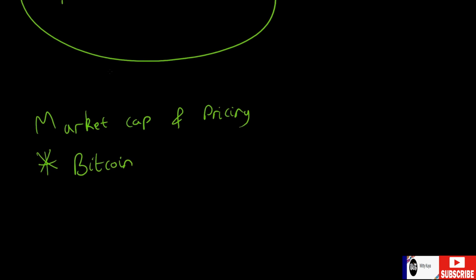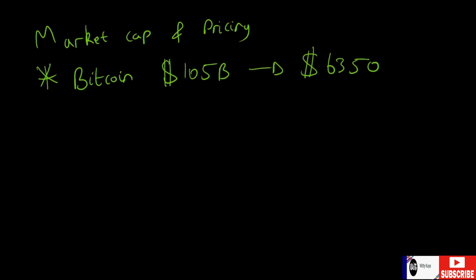Last thing I'm going to do is just cover the market cap and pricing. So, what is the market cap? The market cap for Bitcoin is $105 billion, quite a lot. And the price per Bitcoin as of creating this video is $6,350.